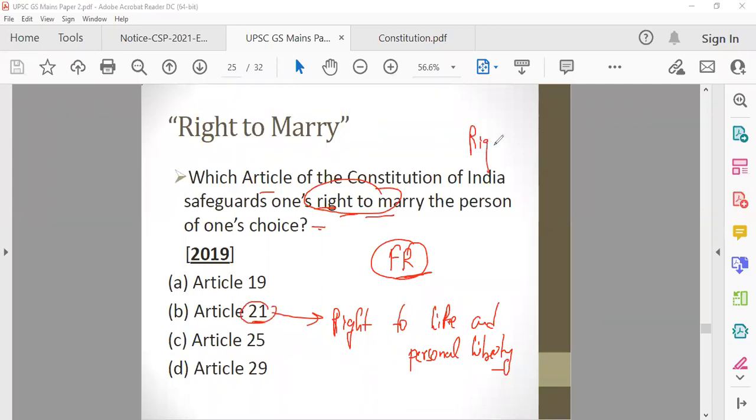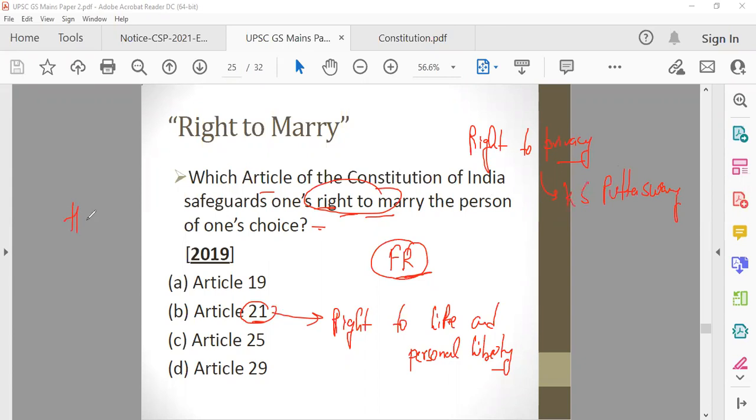Right to privacy is also there in Article 21. We can marry anyone we want to, provided that person wants to marry us. So right to privacy, again, is a part of Article 21, right to life and personal liberty. And that was by the K.S. Puttaswamy judgment. So here the answer is Article 21. And this was not like it was always there.